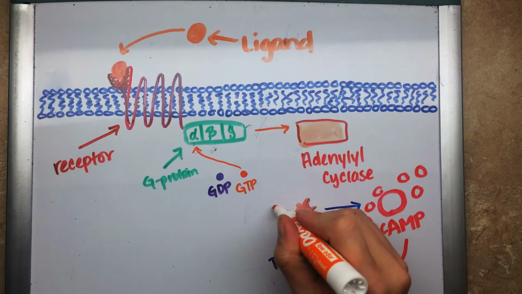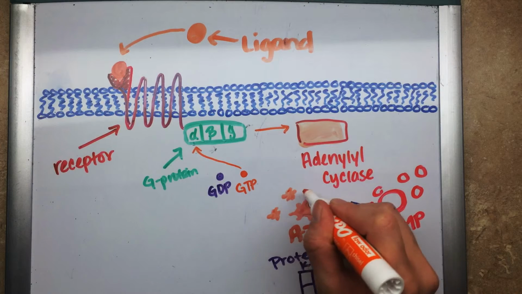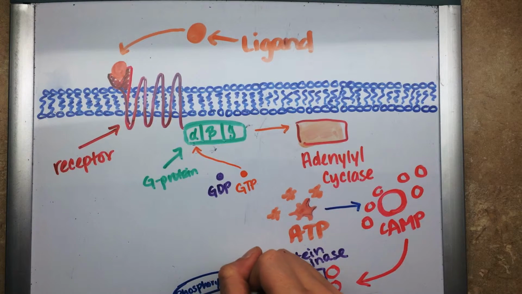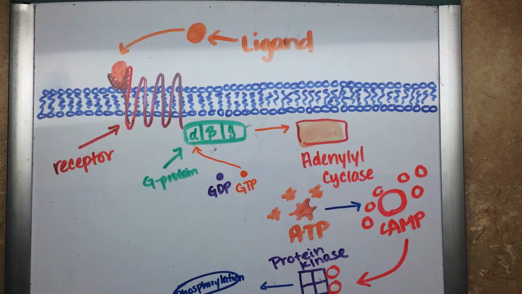So you're going to see that cyclic AMP is going to bind to the protein kinase. Realistically, there's going to be a lot of cyclic AMP, and a lot of ATP turned into cyclic AMP, and a lot more protein kinases, but I don't really have enough room for that. Okay, so we're going to see that our cyclic AMP binds to protein kinase A. What protein kinase A is going to do is activate possibly our phosphorylation process. So as you can see, this little blob is going to represent our phosphorylation.